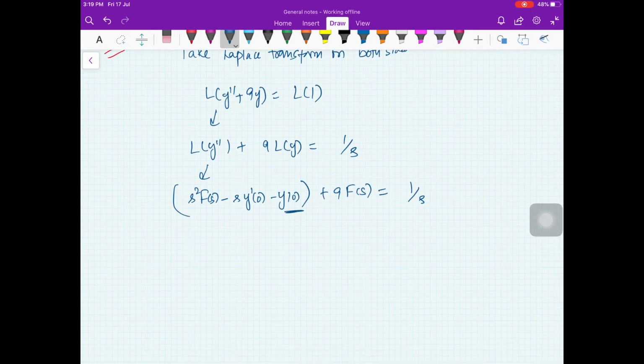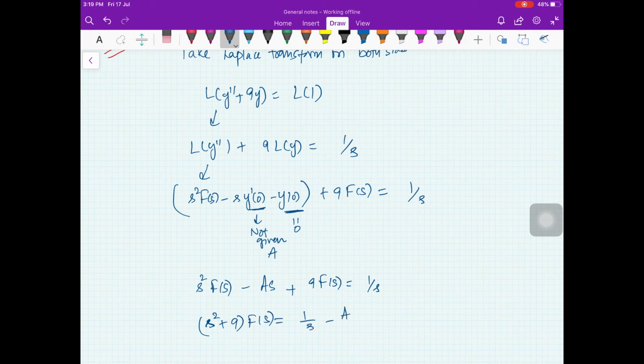Fine. Okay, now the thing is, this is given to you as 0, but this is not given to you. But you know that this is a constant, so you can assume it to be something like a, right? So you assume this constant to be a. Then you have s square F of s minus as plus 9 F of s is equal to 1 by s. Then you have s square plus 9 F of s is equal to 1 by s minus as plus as. Fine. So you have as here.